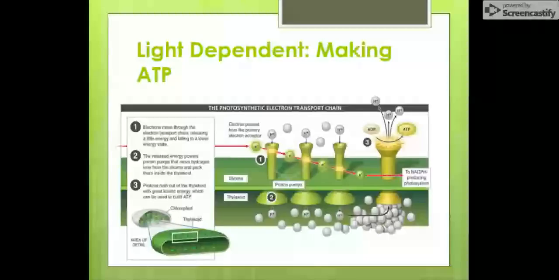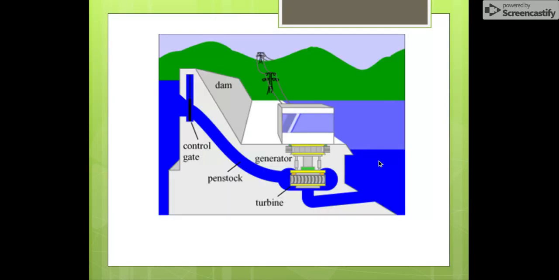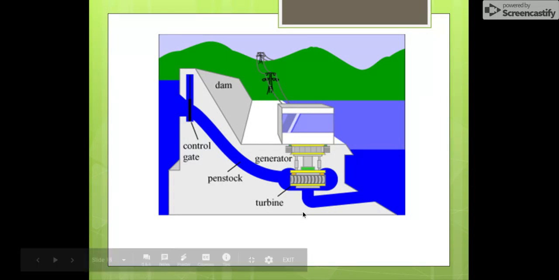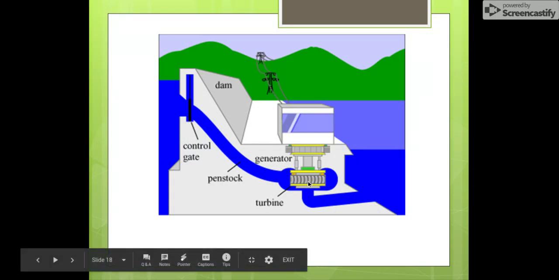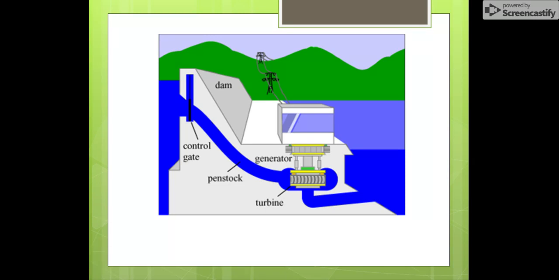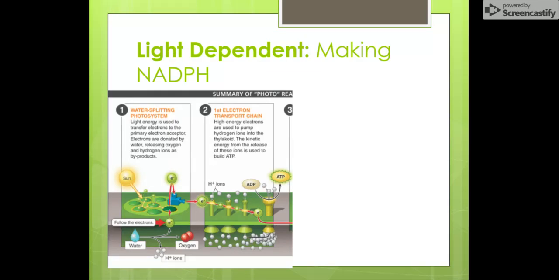We should have some images here. Okay, and so this is going to work a lot like a dam. So we have all of this water backed up behind this generator. And we see that with the ATP synthase, all those protons. And so as that water runs through this generator, it spins it and it produces electricity. Now with the protons, as they flow through that enzyme, they're going to start producing energy in the form of ATP. And so we can utilize that energy.